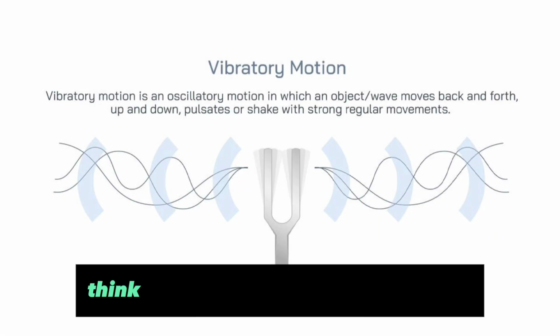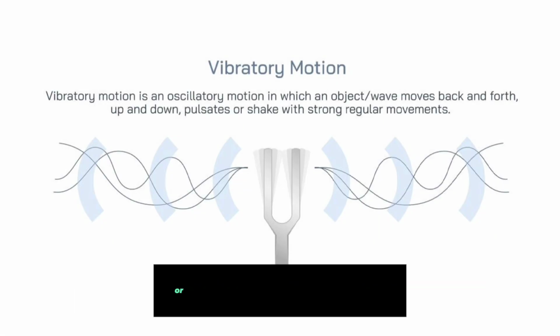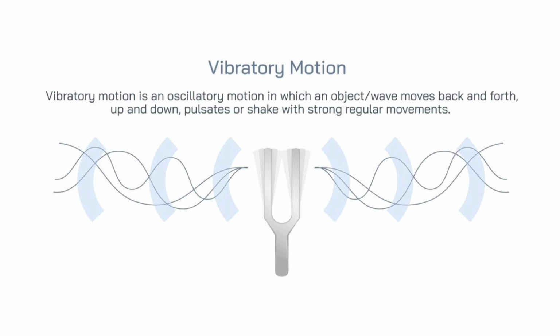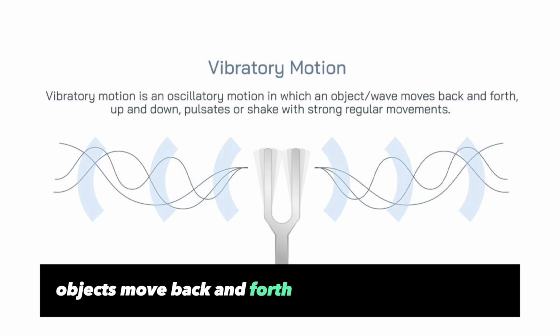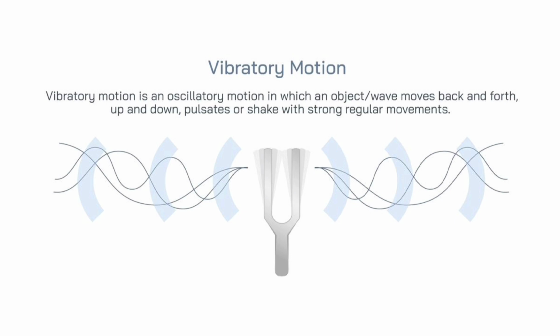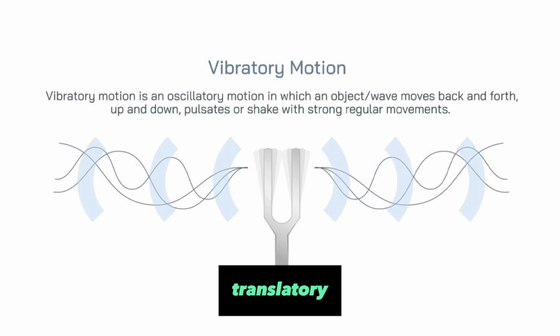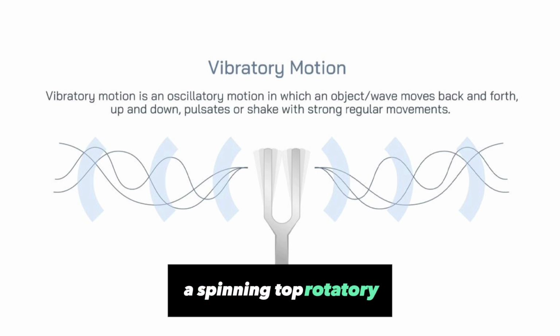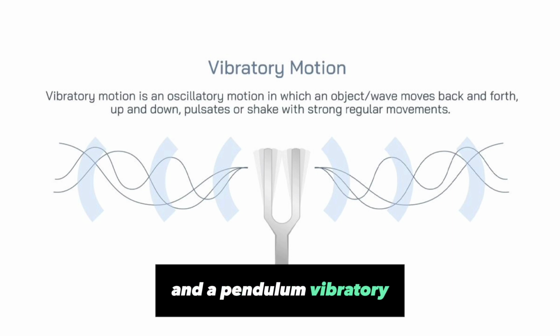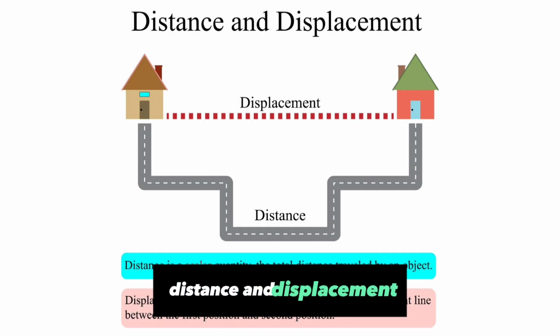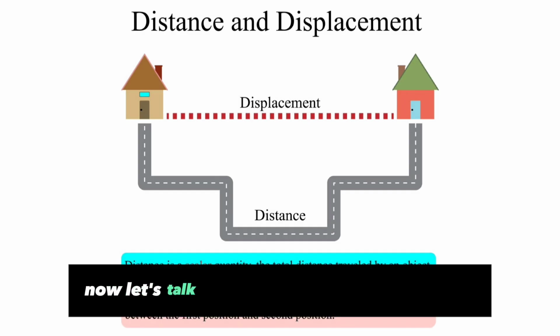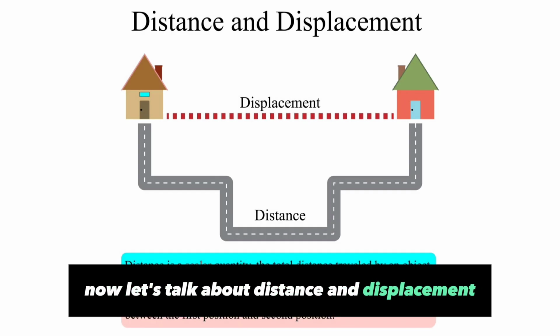Vibratory motion. Think of a pendulum swinging back and forth or a vibrating guitar string. This is vibratory motion. Objects move back and forth around a central position. Example, as we now understand, a car moving on a straight road: translatory; a spinning top: rotatory; and a pendulum: vibratory.